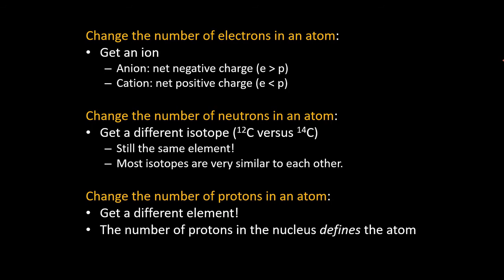If we change the number of electrons, it's no longer going to be neutrally charged. It is going to be an ion. More specifically, if we increase the number of electrons so that there's more electrons than protons, then we get an anion. If we take away electrons, so we have more protons than electrons, then we get a cation. So cations have a net positive charge because there's more protons than electrons. Anions have a net negative charge because they have more electrons than protons.